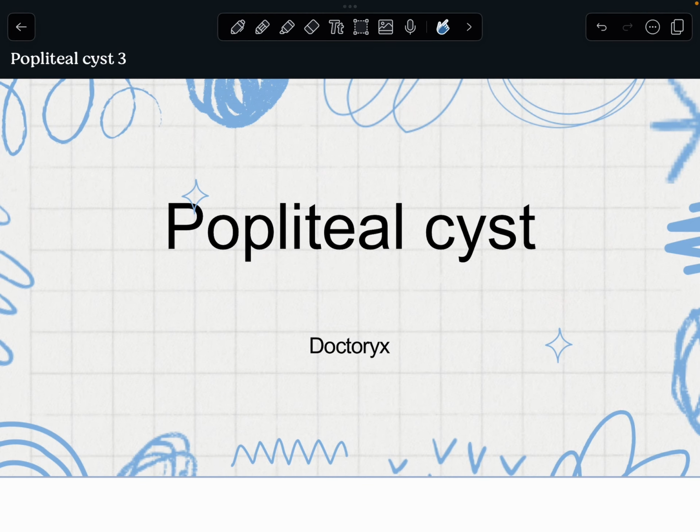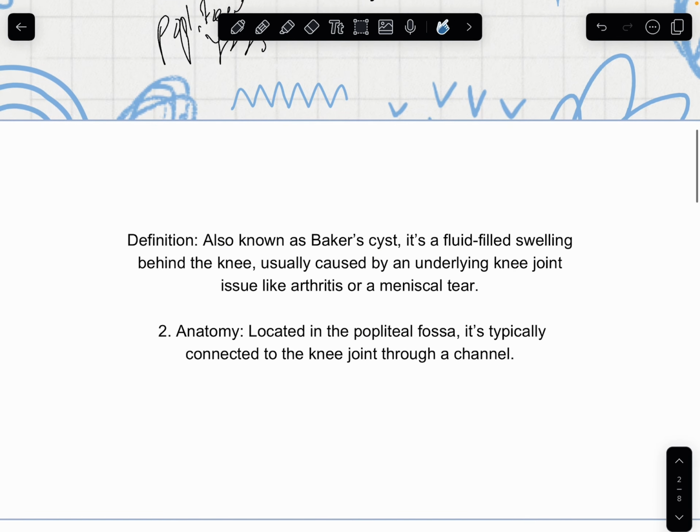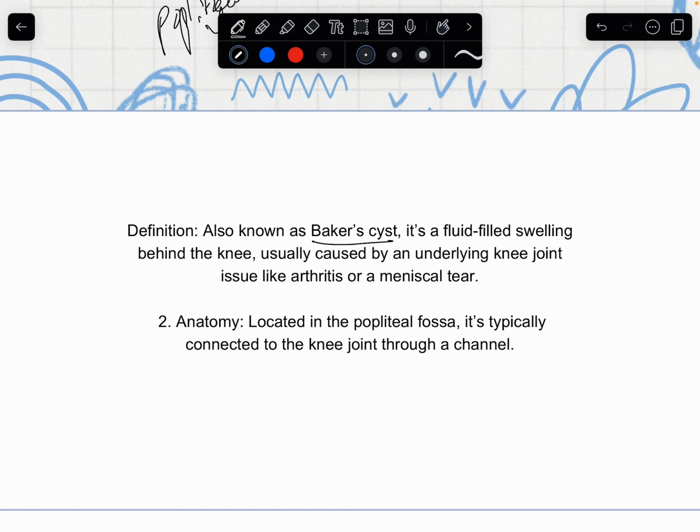Hello everyone, let's talk about popliteal cyst today. The name itself suggests popliteal, that means it is in the popliteal fossa, also known as the Baker cyst. This is also known as Baker cyst because it is a collection of fluid filled swelling behind the knee, caused by an underlying knee joint disease like arthritis or meniscal tear. It is located behind the knee in the popliteal fossa, connected to the knee joint through a channel.